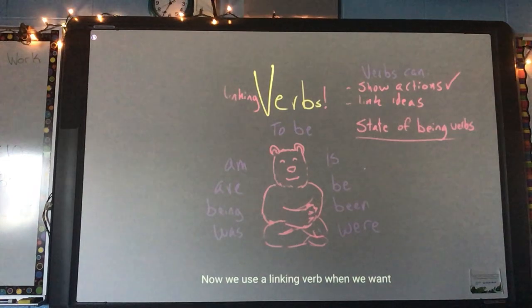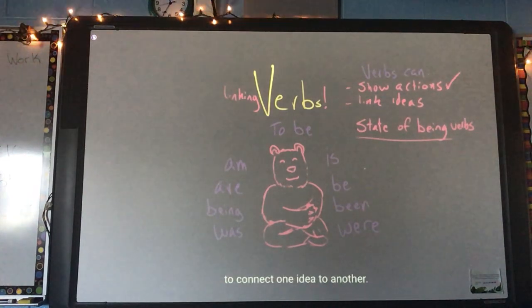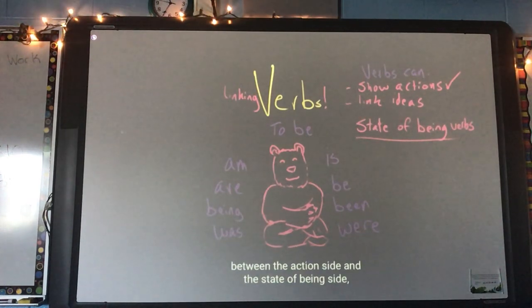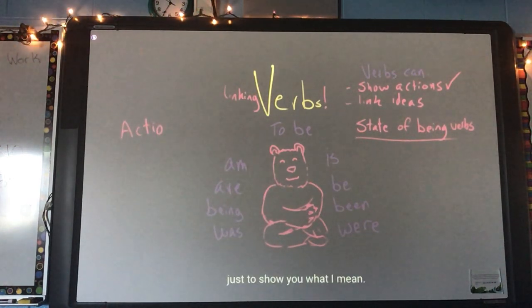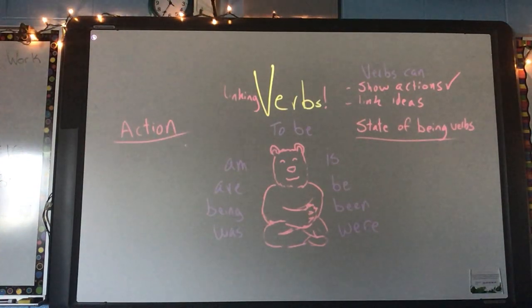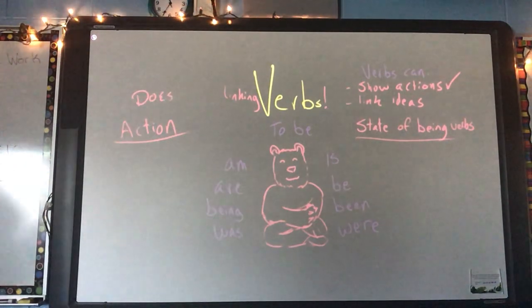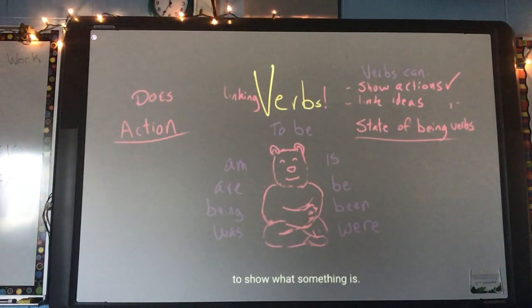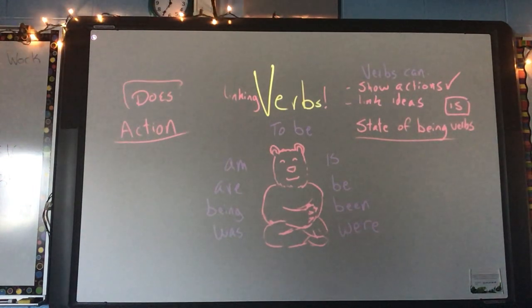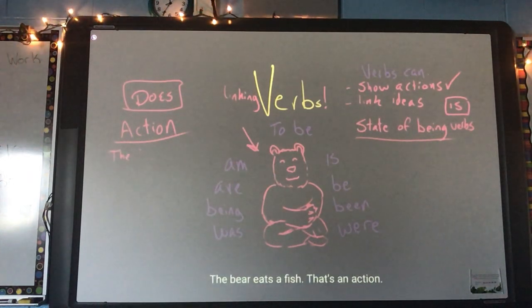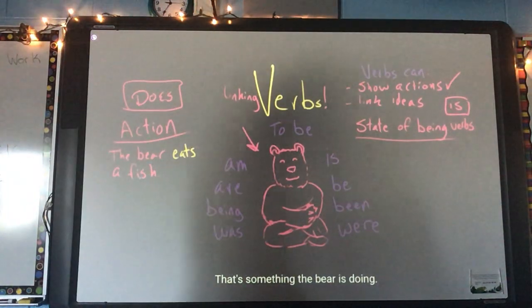Now we use a linking verb when we want to connect one idea to another. So I'm going to divide the screen in half between the action side and the state of being side, just to show you what I mean. We use action verbs to show what something does, whereas we use state of being verbs to show what something is. So let's bring it back to this bear. Let's think of an action for this bear to do. What is a bear-like thing to do? The bear eats a fish. That's an action. That's something the bear is doing.